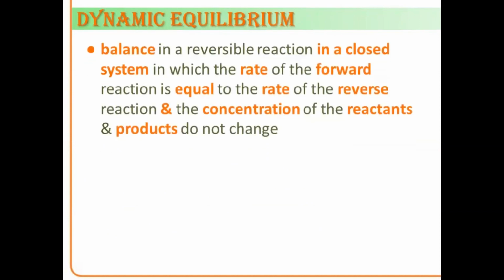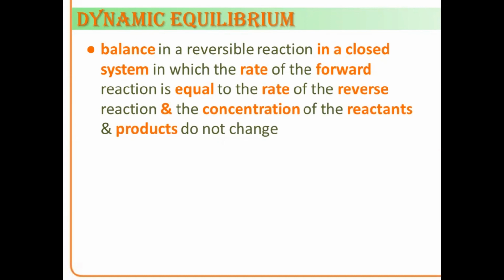Now let's go on to dynamic equilibrium. Dynamic equilibrium can be defined as a balance in a chemical reaction in a closed system in which the rate of the forward reaction is equal to the rate of the reverse reaction, and the concentrations of the reactants and products do not change. What is important when we are defining dynamic equilibrium is the term balance, which means we have balance between the two systems, and this can only happen when the reaction is reversible and we have a closed system.